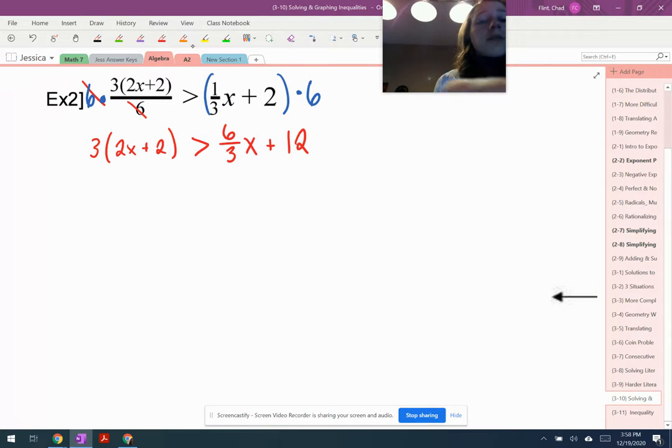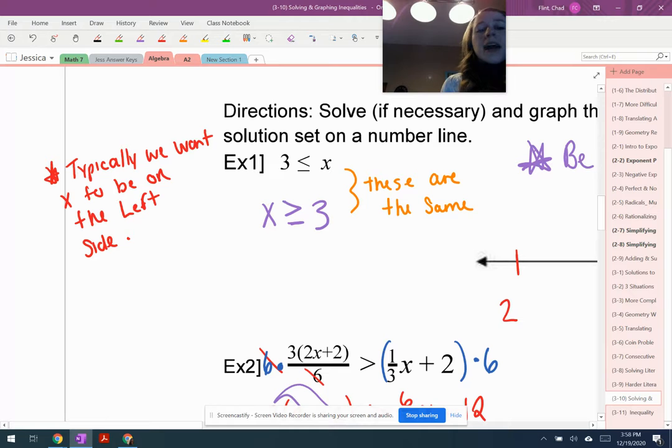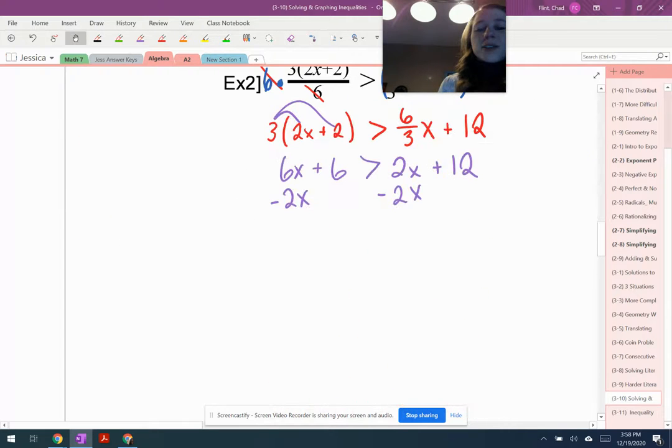Okay, so now I can do some distribution over here if you haven't already, because I know most of you have. 3 times 2x is 6x. 3 times 2 is 6, greater than 6 divided by 3 is just 2, so I can just simplify that to 2x plus 12. And now that doesn't even look so bad. Minus the 2x over, because again, I want that x to be on the left-hand side. It just makes my life easier.